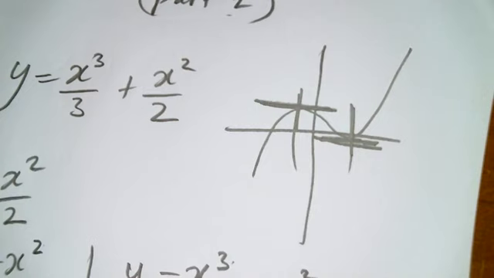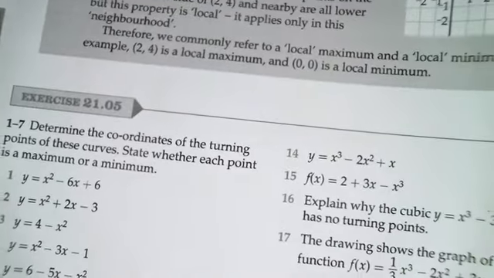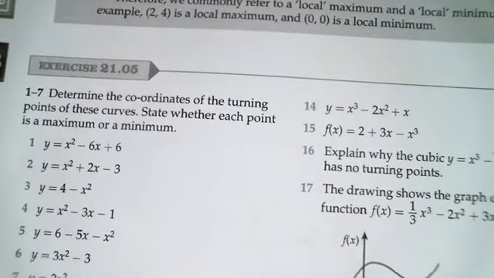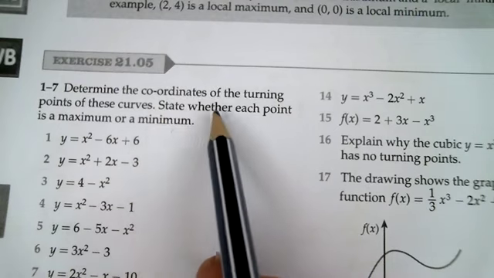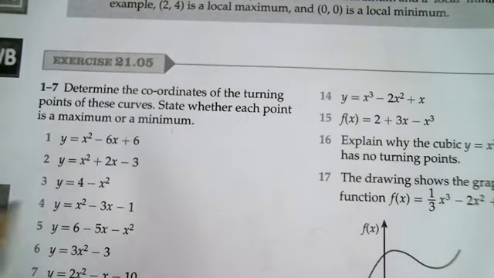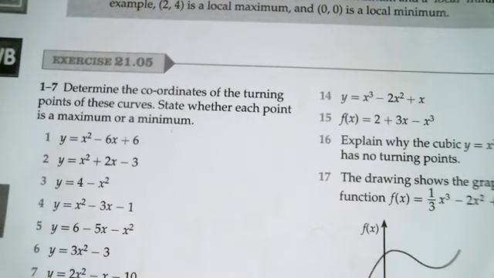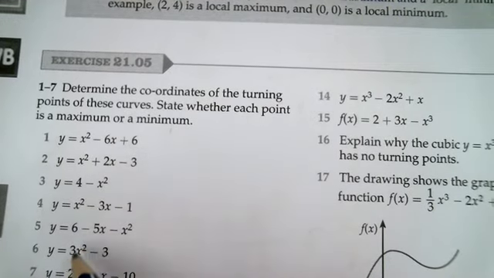Now I'm going to get you to have a shot at doing some of these. I'm going to include here page 314 from the Theta textbook, and exercise 21.05. Just in case you're wondering, here it is, 21.05. It says, determine the coordinates of each turning point of the curves. State whether each point is a maximum or a minimum. Don't want you to do that bit. So all you're going to do is find the turning points.